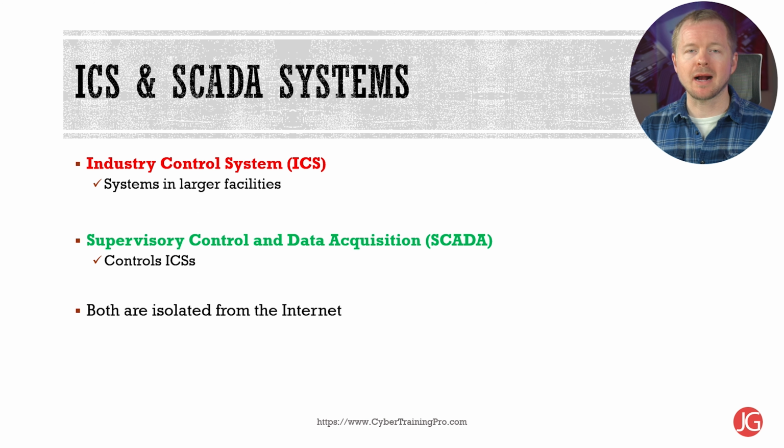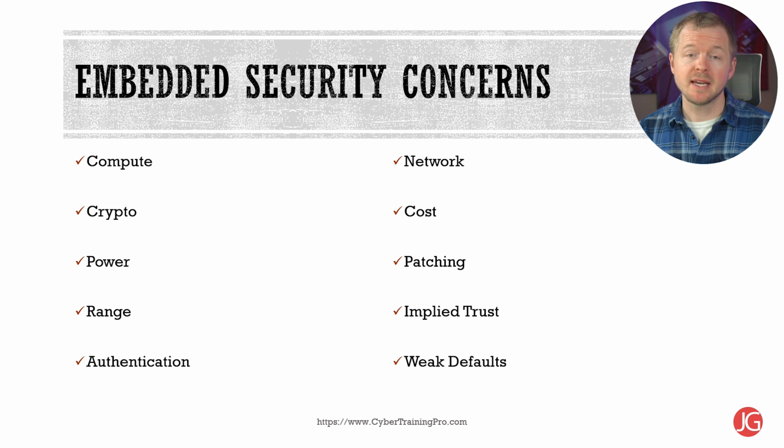Industrial control systems, or ICSs, are systems within large facilities like power plants or water treatment facilities. Supervisory control and data acquisition, or SCADA systems, are systems that control ICSs. Both ICSs and SCADA systems are typically isolated from the internet to avoid severe issues like a total power outage. Common industries or uses for ICSs and SCADA systems include manufacturing and industrial facilities like temperature monitors, energy sectors, and logistics.